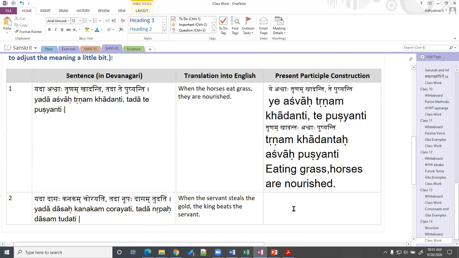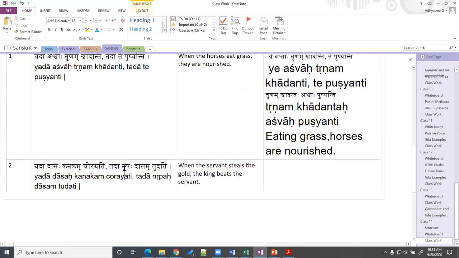Similarly here, yada dasah kanakam chorayati tada nrupah dasam tudati. When the servant steals the gold, the king beats the servant. So again you will convert it into yat-tat. Instead of yada we can say yaha dasaha kanakam chorayati tam nrupaha tam dasam tudati.